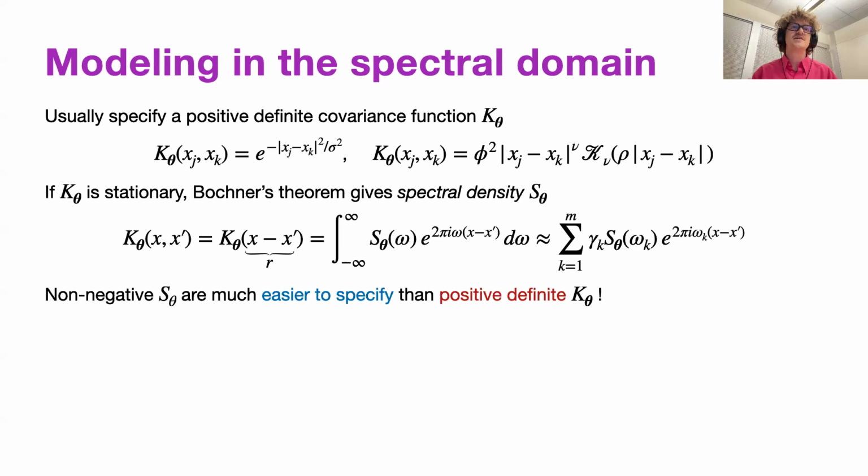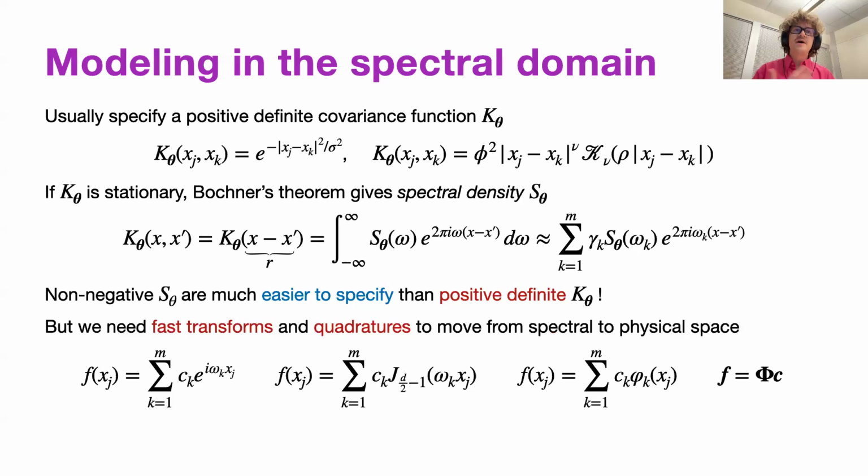Because it's much easier to specify a non-negative function S theta than it is to specify a function which you have to guarantee is positive definite, like the covariance function k theta, right? So it leads to much more flexible models, but it presents a sort of computational challenge, which is that we now need fast transforms and quadratures to move from spectral space where the model is defined to physical space where the data live and where we care about evaluating our covariance function, right?